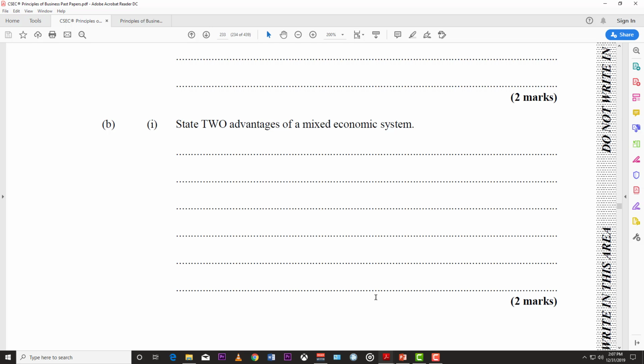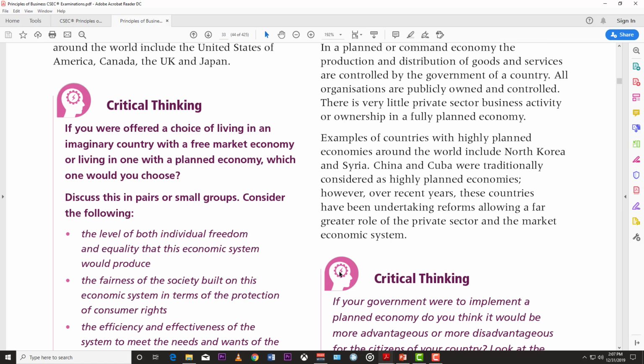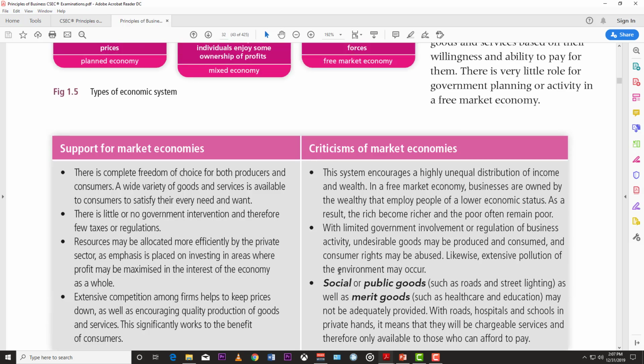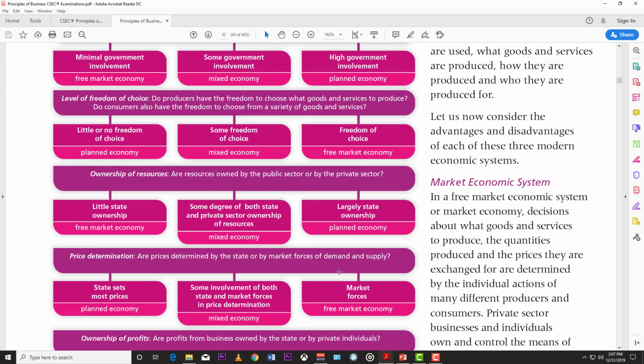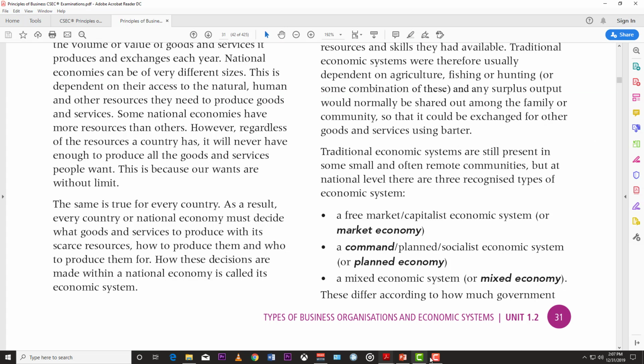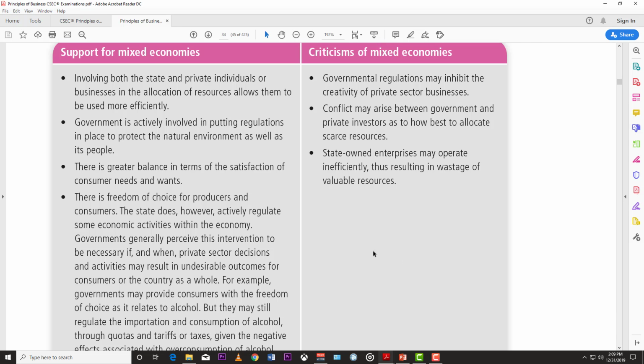State 2 advantages of the mixed economic system. And the textbook would have some more examples of these systems. One such advantage that is stated in the book is that the government is actively involved in putting regulations in place to protect the natural environment as well as its people. Because in the command economy, it's strictly the government in charge, so you can't do anything about that.